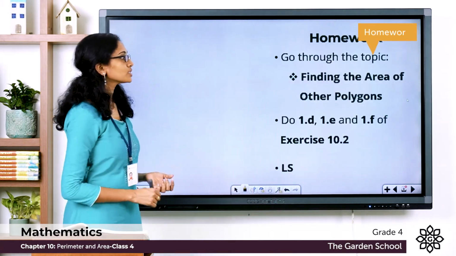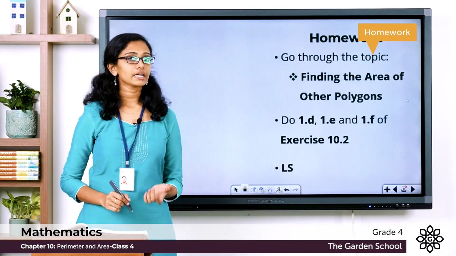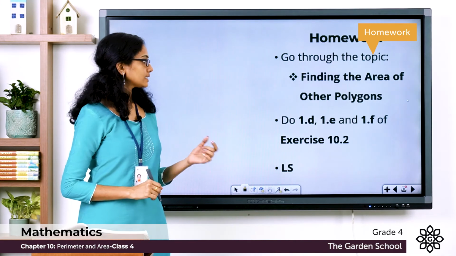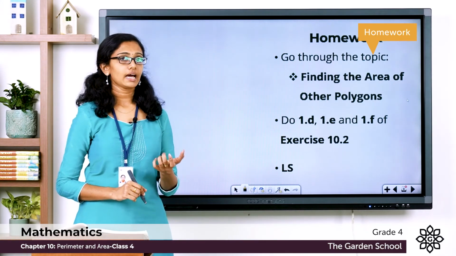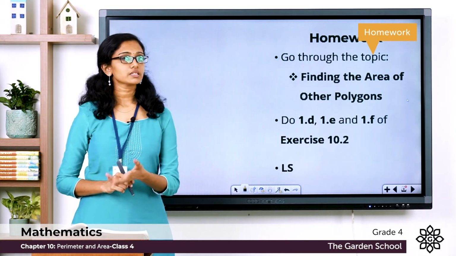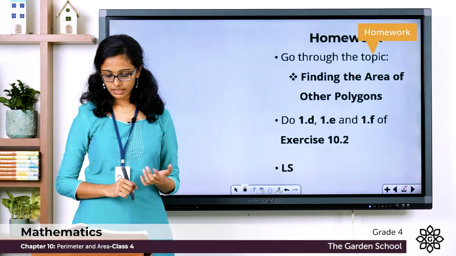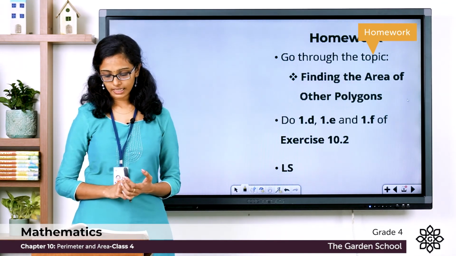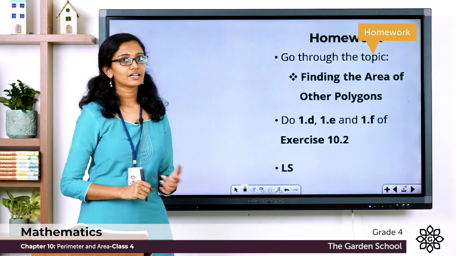Now you have to go through this topic, finding the area of other polygons, in page number 148 of your textbook. Then you have to complete question 1D, 1E and 1F of exercise 10.2. You can complete these questions in your textbook itself. And below that, in the same page, page number 149, you can see a life skills question. Go through that question as well and do accordingly.